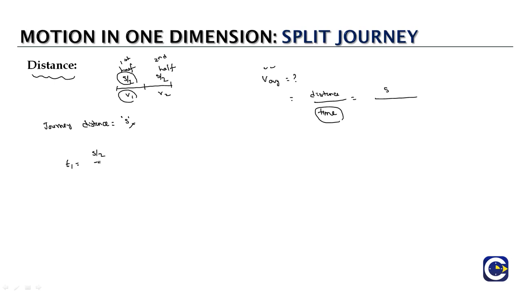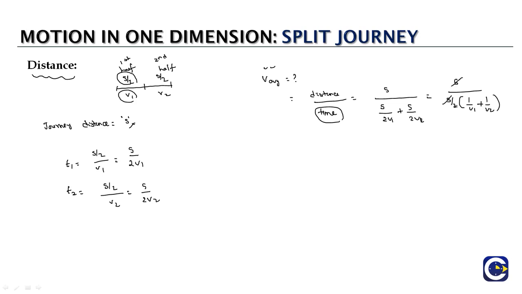So s by 2 divided by v1, which is equal to s by 2v1. Time for the second interval will be s by 2 divided by v2, which is s by 2v2. Now total time would mean the addition of both of them, s by 2v1 plus s by 2v2. Now if you take s by 2 common from the denominator, what we will be having is 1 by v1 plus 1 by v2 will remain.